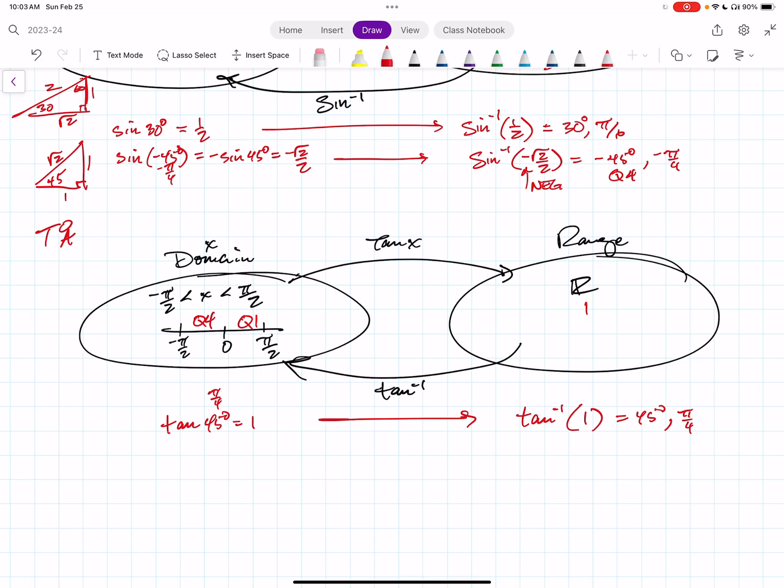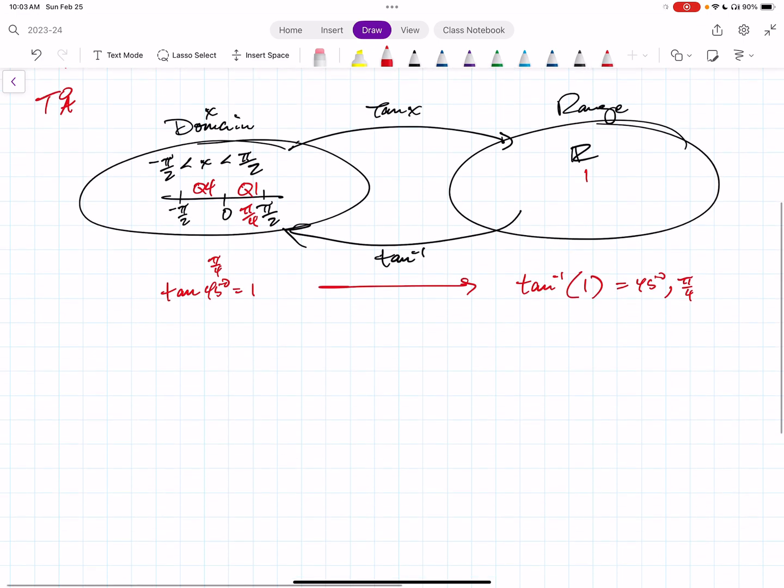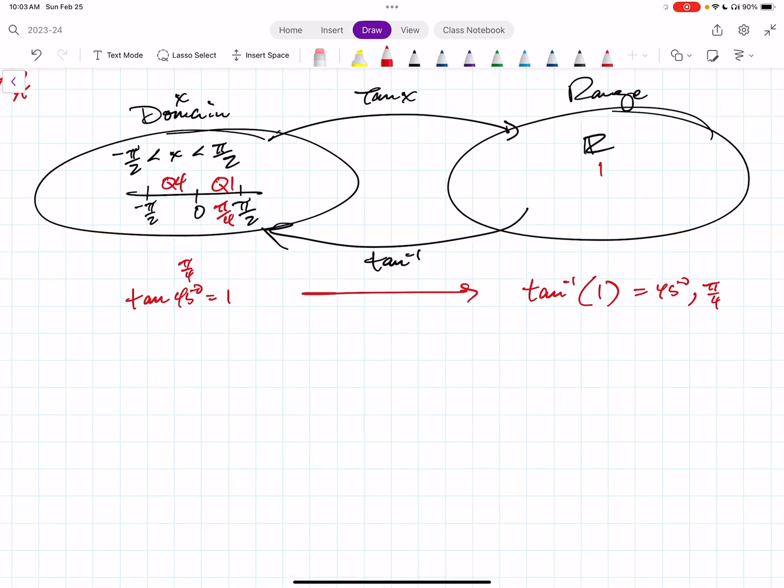And guess what? Pi fourths lives here in quadrant 1. All right, it's between negative pi halves and pi halves. This is what an inverse does. It takes the number, the real number, sends it back to the angle where it came from.